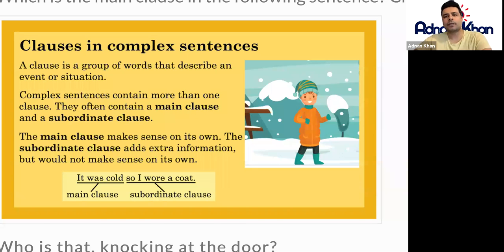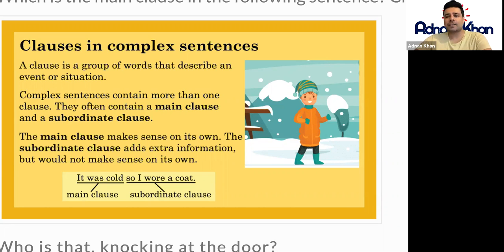Hi there and welcome to Year 6 English, and in this particular task we're looking at clauses in complex sentences. So a clause is a group of words that describe an event or a particular situation. Complex sentences contain more than one clause. They often contain a main clause and a subordinate clause.